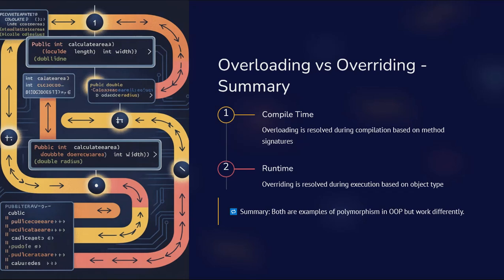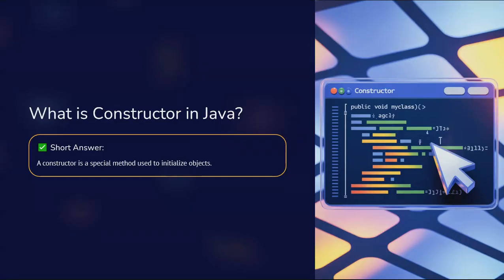So the simple summary: compile time means overloading is resolved during compilation based on method signatures. Runtime means overriding is resolved during execution based on object type. Both are examples of polymorphism in OOP but work differently. You have to mention these things in your answers. So the next question is, what is a constructor in Java? The short answer is, a constructor is a special method used to initialize objects.